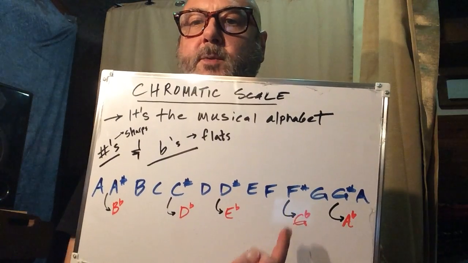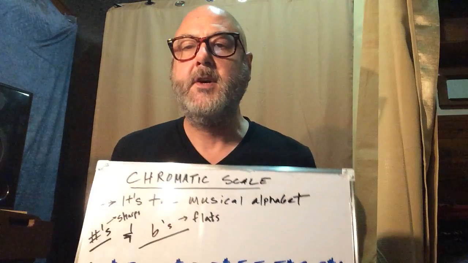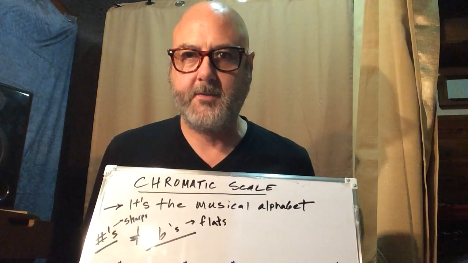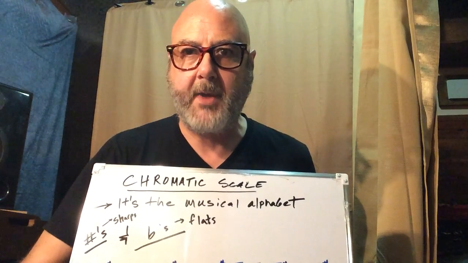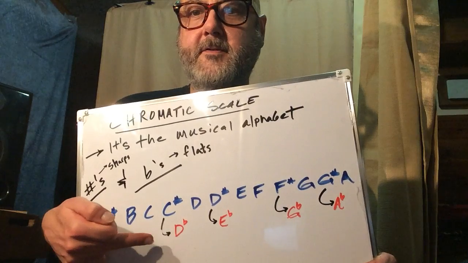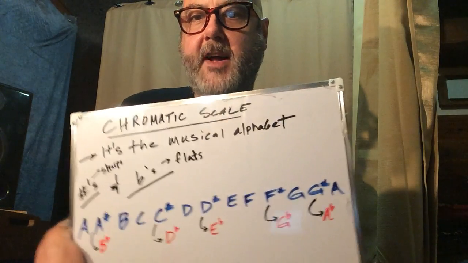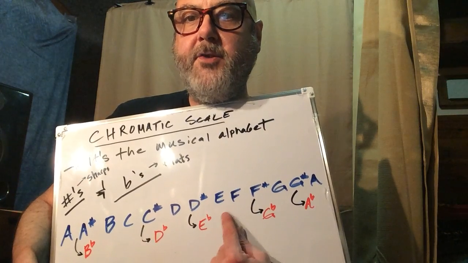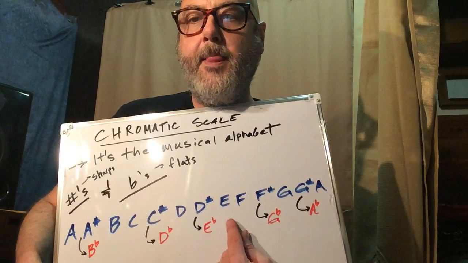All right, I want to bring up really quickly two notes. The B and the E have no sharps. And so that would mean the C has no flat. It goes right back to the B, as you can see here. So these two have no corresponding sharps or flats. It happens again at the E. So we don't have an E sharp, and we don't have an F flat.